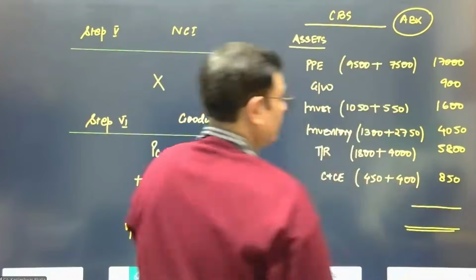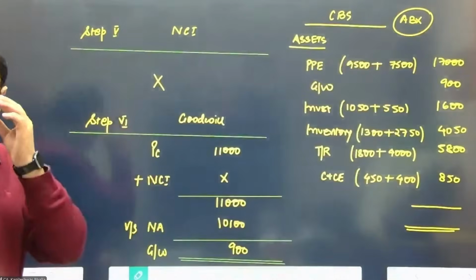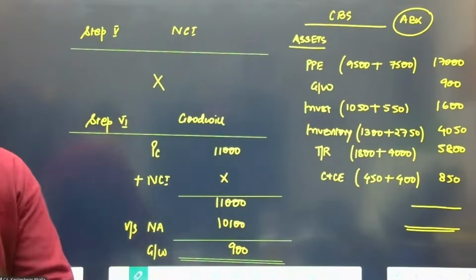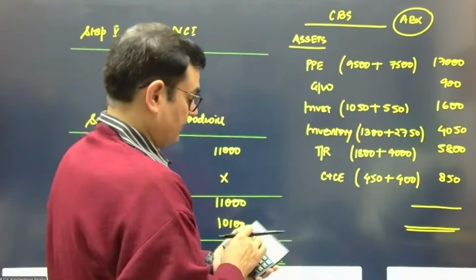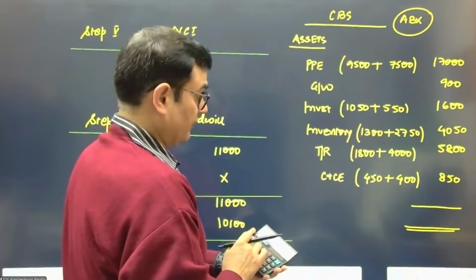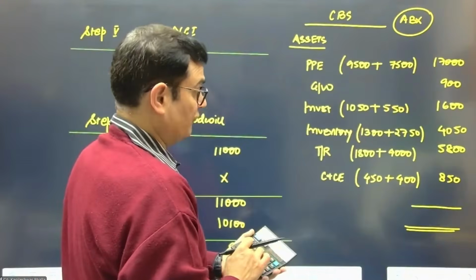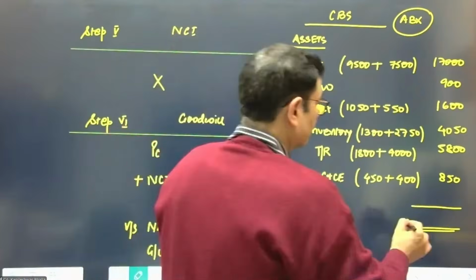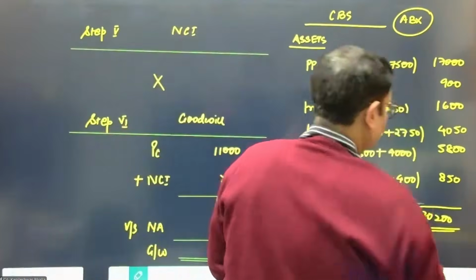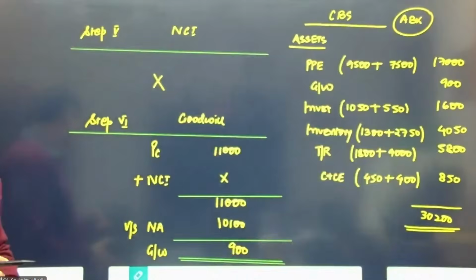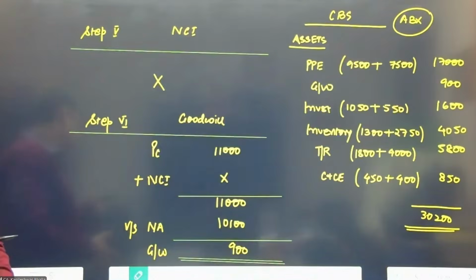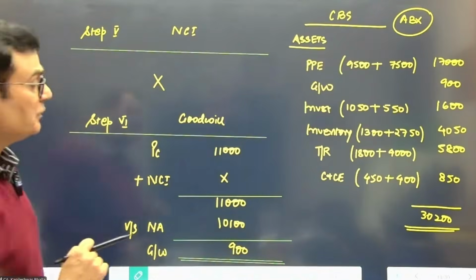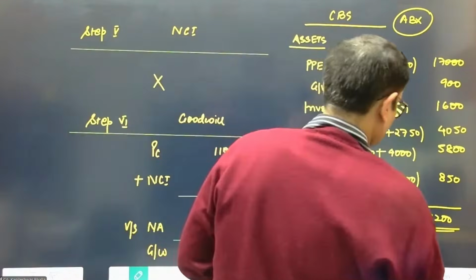So let's see what is the total of the asset side. 17,900, 1600, 4050, 5,850. This is, I think, coming to 30,200, the total asset side of the balance sheet. Okay. Now we come to the liability side of the balance sheet. So equity and liabilities.